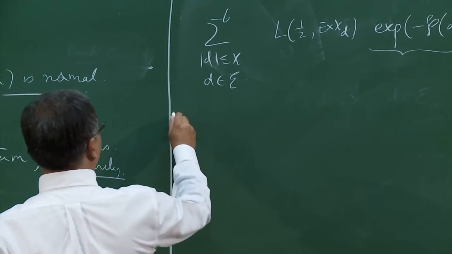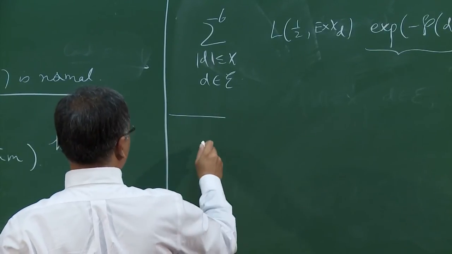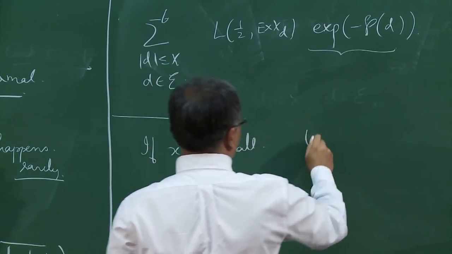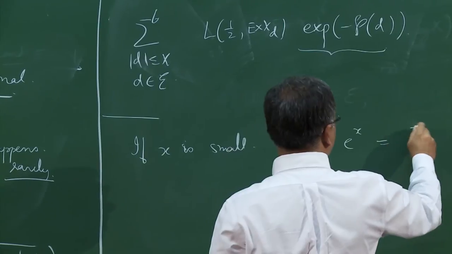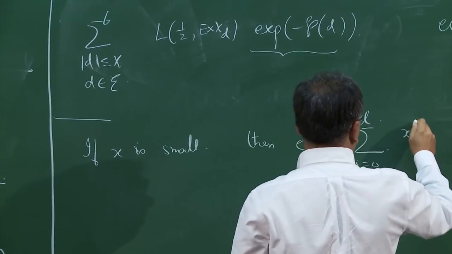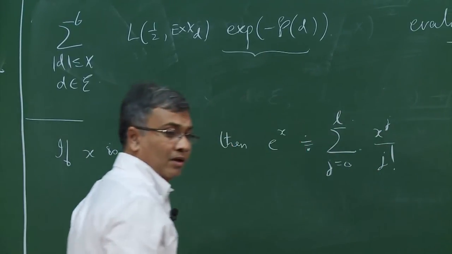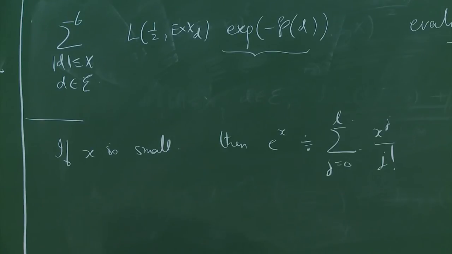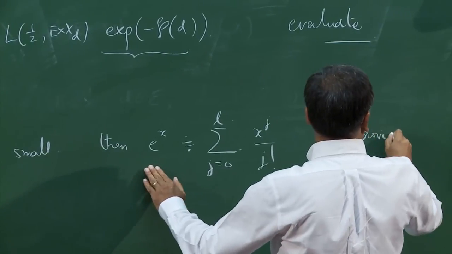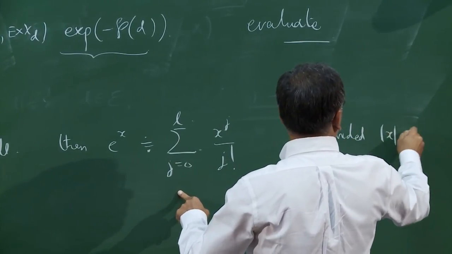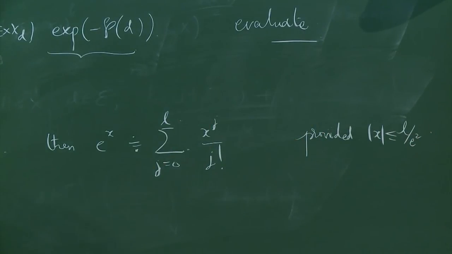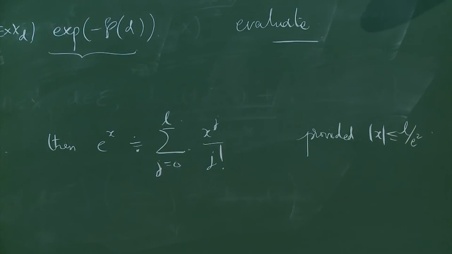And we use now a very simple calculus argument. If x is small, then e to the x is actually well approximated by its Taylor series. Right, so if you write down the Taylor series of e to the x, it's going to be a good approximation to e to the x, provided x is not too big compared to where you approximate. Let's say x is less than L over e squared or something like that. L over 10. This is easy enough to verify.